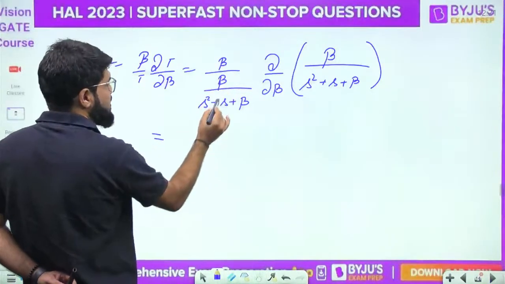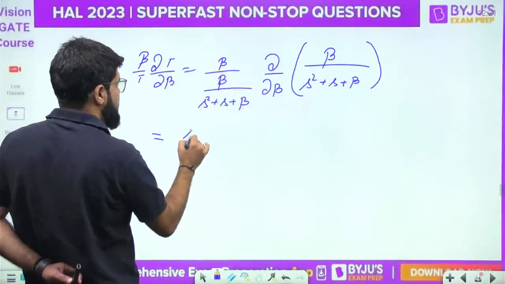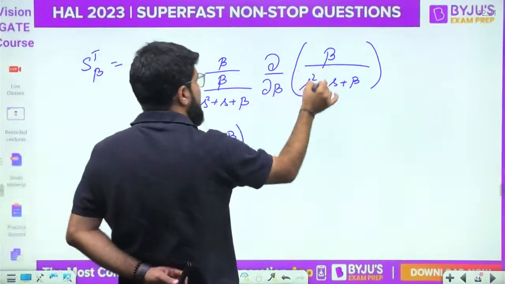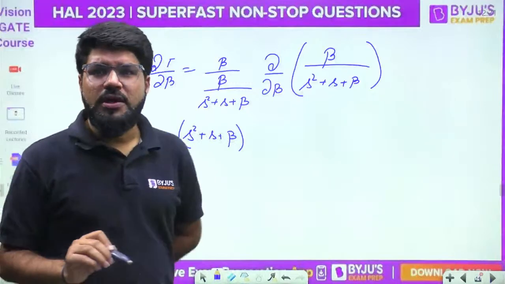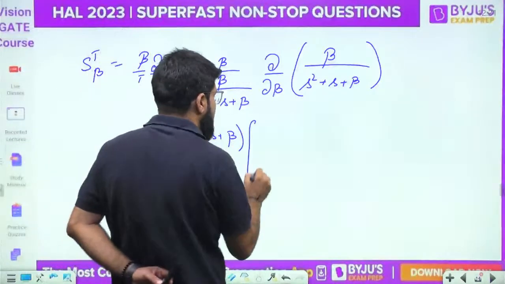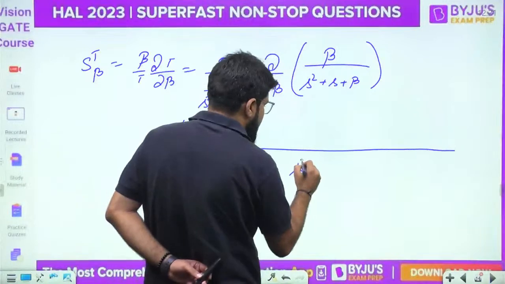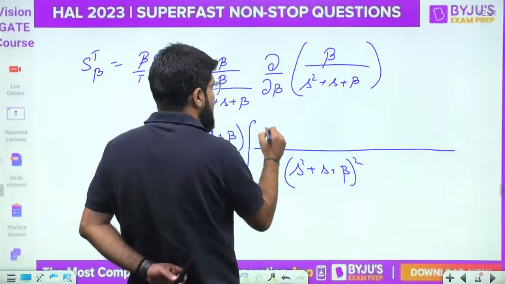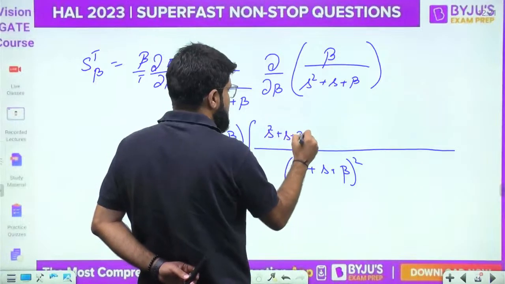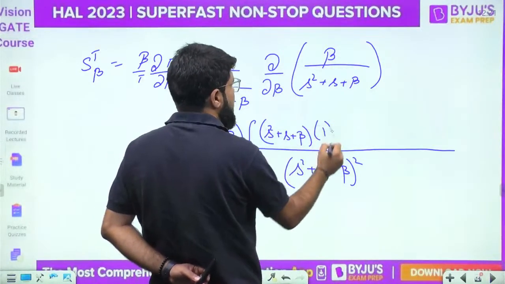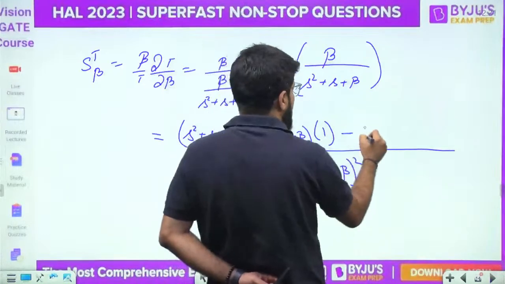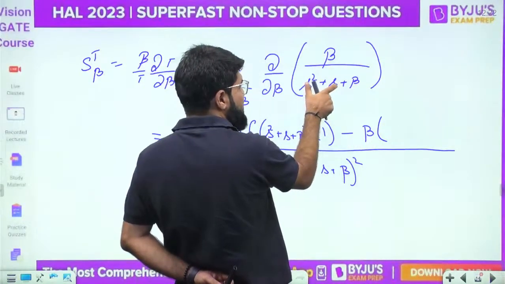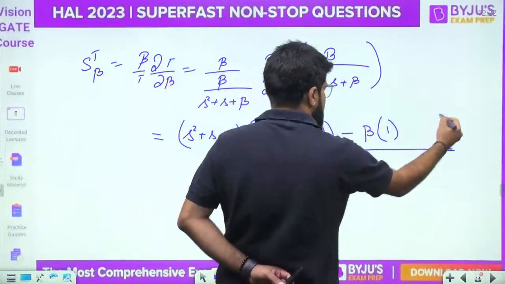Here beta cancelled, 1 upon S square plus S plus beta shifted up, so S square plus S plus beta. Now numerator by denominator, beta is in both places. The differentiation of numerator by denominator: first of all, let me square up the denominator, so S square plus S plus beta whole square. Then denominator constant, S square plus S plus beta, into differentiation of numerator with respect to beta, which is 1, minus beta, constant, differentiation of denominator. Differentiating with beta, S is constant and again beta differentiation is 1.